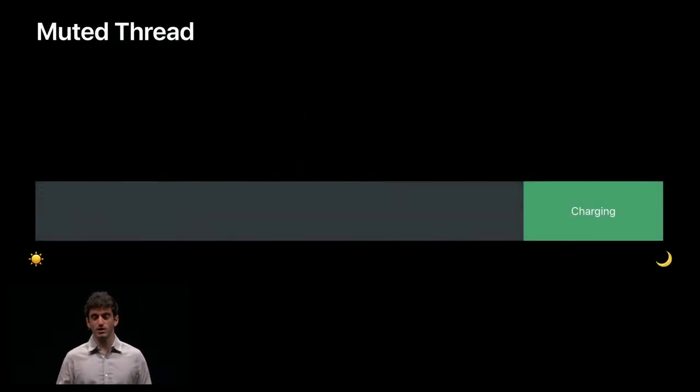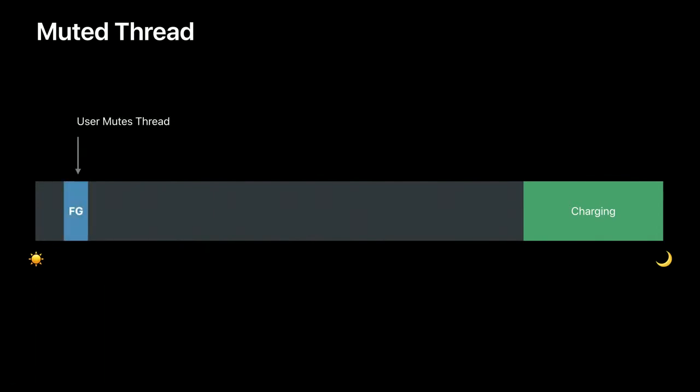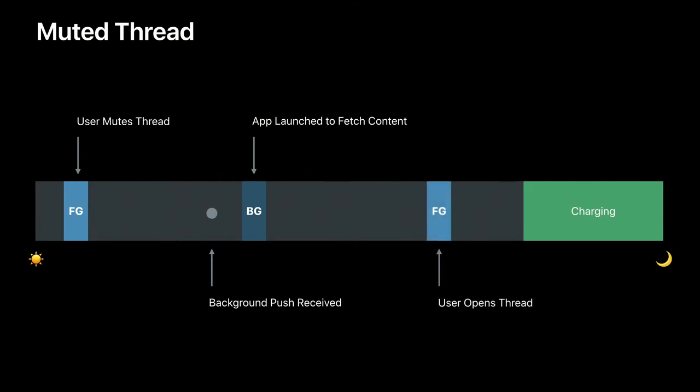So to look at this on a timeline, it might look something like this. The user might foreground the app and decide to mute a specific thread. Then, at some point in the future, someone might message that thread, and a background push will be received by the device. Sometime after that, the app will be launched and get some runtime to fetch that content. And then when the user comes back to the app later on in the day and foregrounds it, the user will open the thread and see that the content is right there.